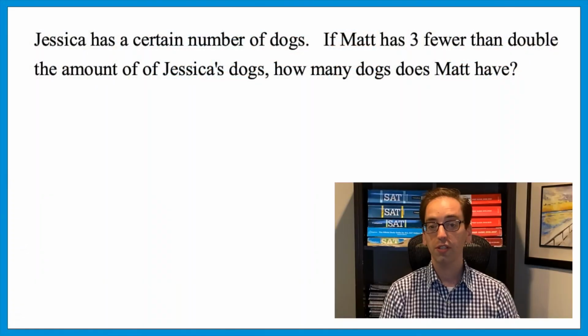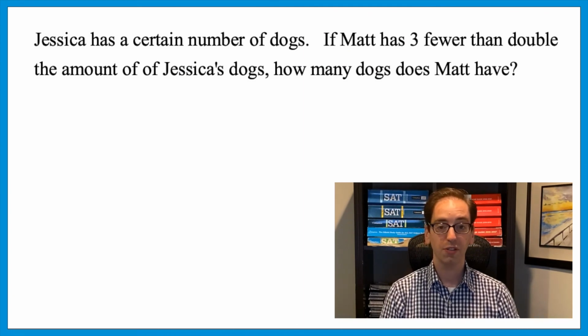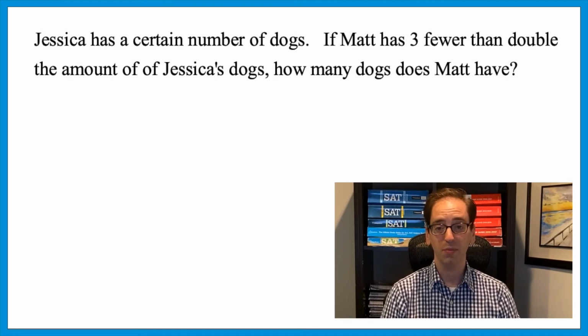Here we go. So let's start a little easier. Jessica has a certain number of dogs. If Matt has 3 fewer than double the amount of Jessica's dogs, how many dogs does Matt have? Think about it a moment.